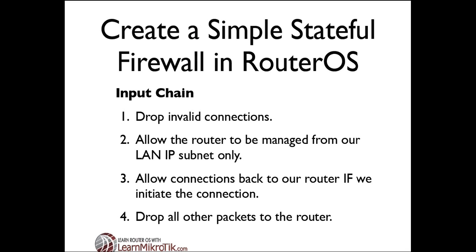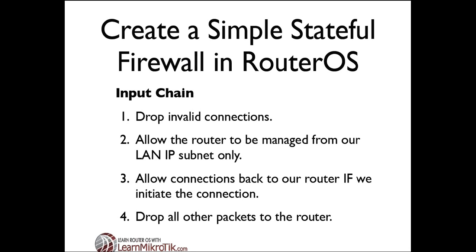So now we're going to go step by step, and we're going to create a simple stateful firewall in RouterOS, and that is a firewall that will pay attention to the state of connections going through the firewall. So we're going to create some rules in the input chain first of all. We're going to create 4 different rules. And if you remember back, the input chain protects the router itself. So we're going to restrict who can manage this router.